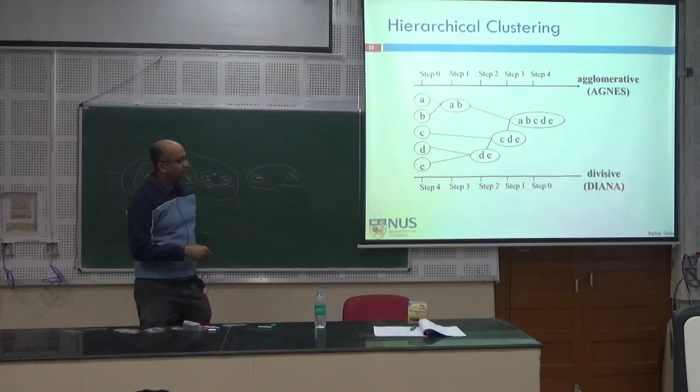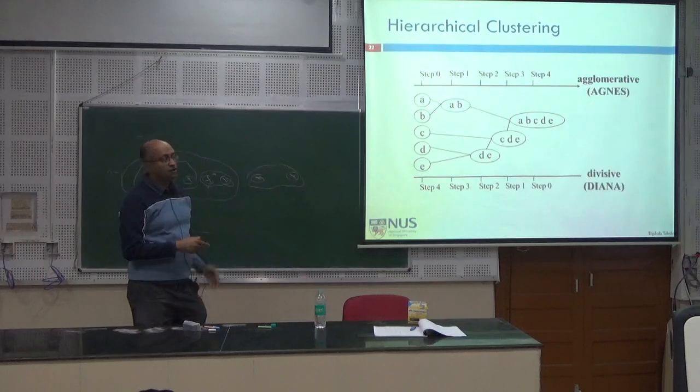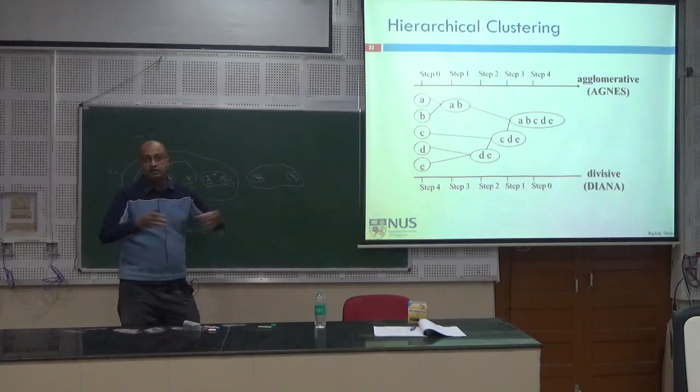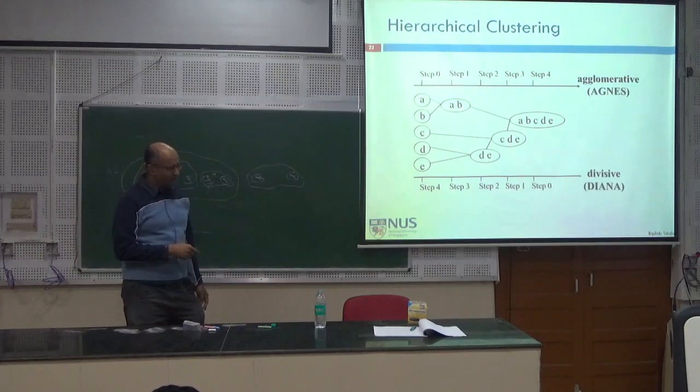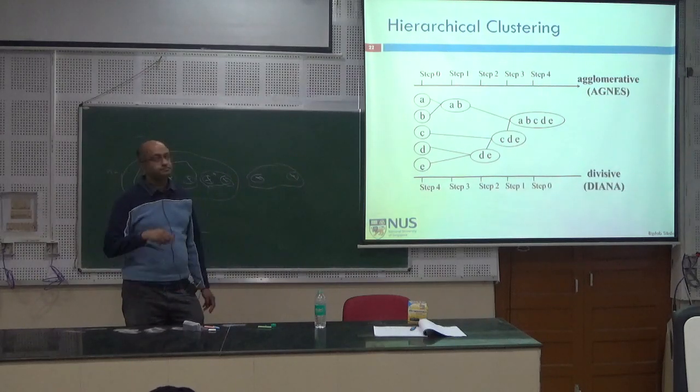There is another way, divisive, where you start with everybody in one group, and then you try to divide them. Agnes is an agglomerative algorithm, and this is a divisive algorithm. So you can go both ways.